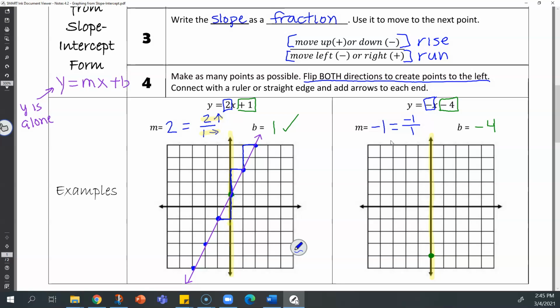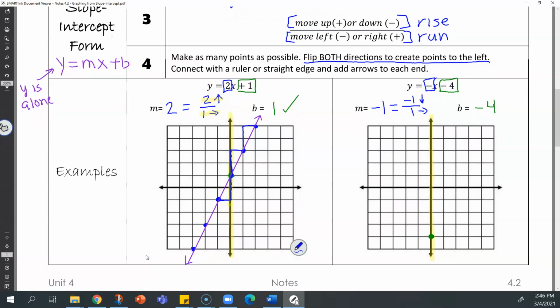Okay. Now we're going to figure out our directions. The top number is going to tell me to go up or down. In this case, my number is a negative number, so I'm going to go 1 down. My bottom number is going to tell me how to go left or right. Again, if I have a positive number, I'm going to go to the right. If I have a negative number, I'm going to go to the left. In this case, my number is positive, so I'm going to go 1 to the right.